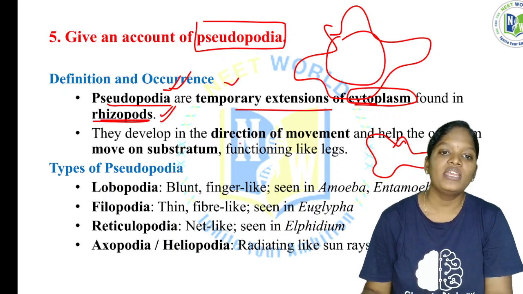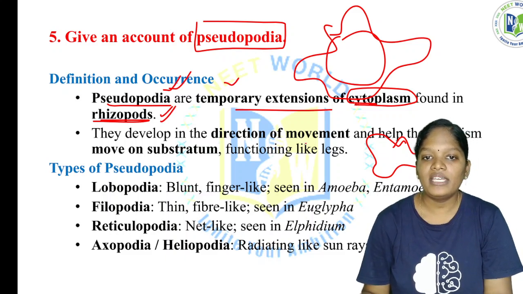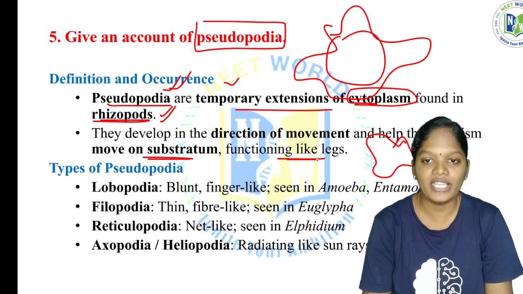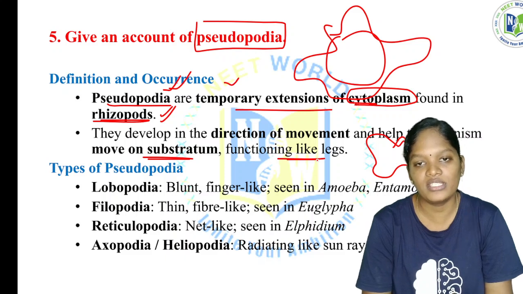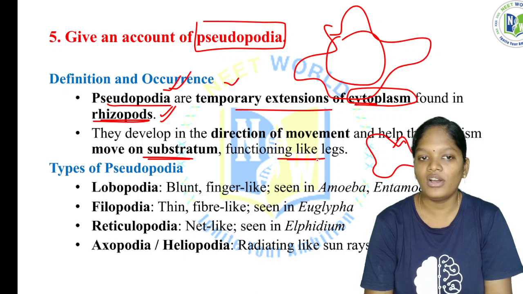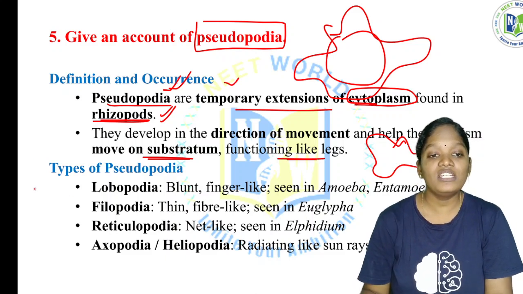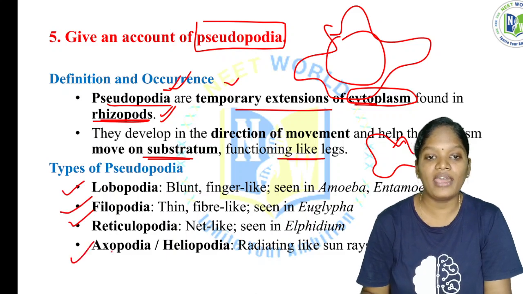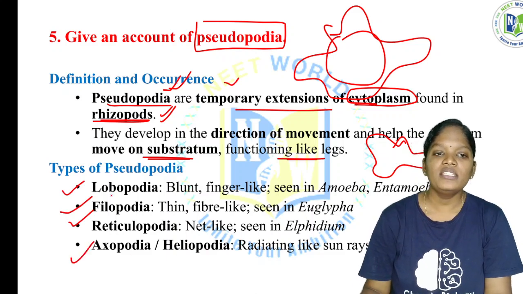Okay, rhizopods. They develop in the direction of the movement and help the organisms move on the substratum, functioning like legs. So you should know that the extra extension from the membrane is called a pseudopodium, and this is responsible for the movement of this particular organism. We have different types of pseudopodia: lobopodia, filopodia, reticulopodia, and axopodia. This is very important.